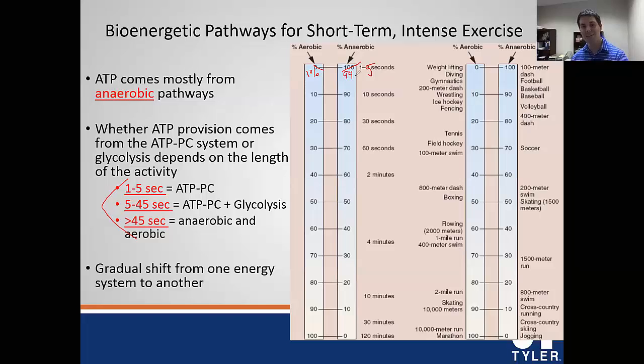We still have oxygen available. We're still feeding the electron transport chain and moving it. We just can't generate ATP fast enough. As the duration of the exercise increases, again here to 10 seconds, you'll see the percent of anaerobic metabolism goes down, and therefore we're picking that up by aerobic.